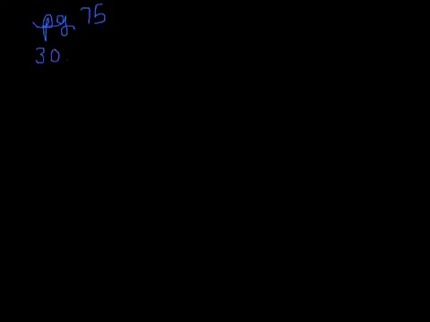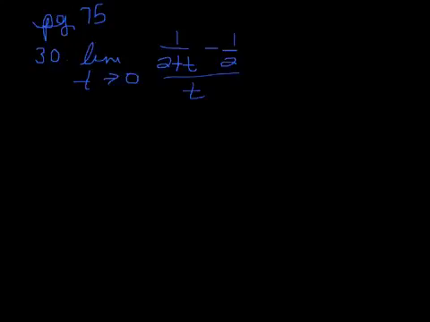you are finding the limit, and it's the limit as t approaches 0. And then you've got an ugly fraction: 1 over 2 plus t, minus 1/2, all over t. Oh, you know what? I hate pluses and t's. Look how ugly that is. Anyway, all right, so as we learned, you've got different methods.